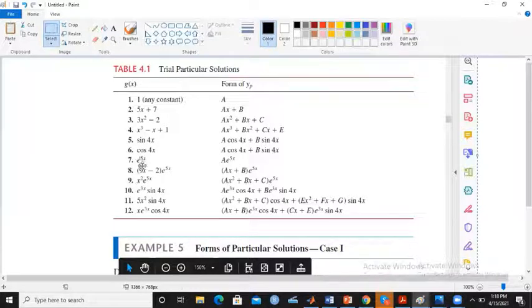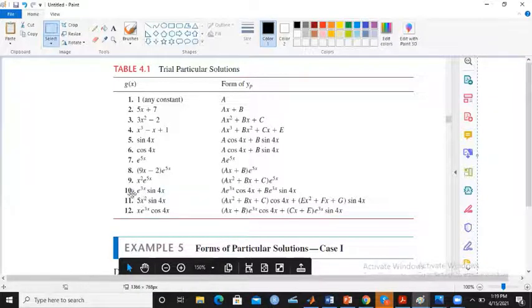Now I have an exponential function in row number 7. So because it is not repeated, I will only consider e to the 5x. But here you can see in the coefficient, instead of the constant coefficient, I have 9x minus 2. So I will consider ax plus b. Similarly, here you can see x squared. So I have ax squared plus bx plus c.